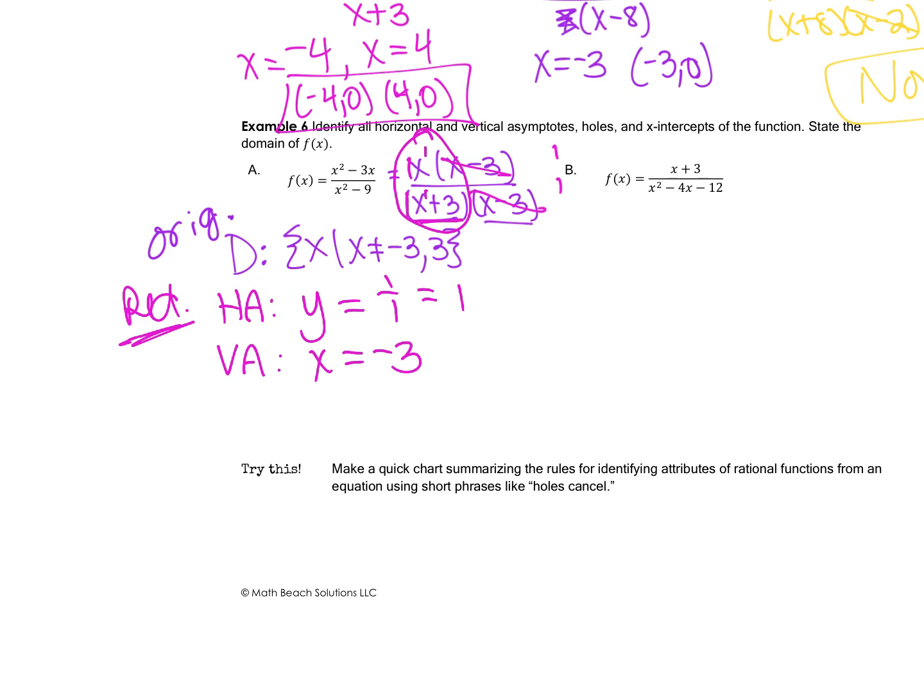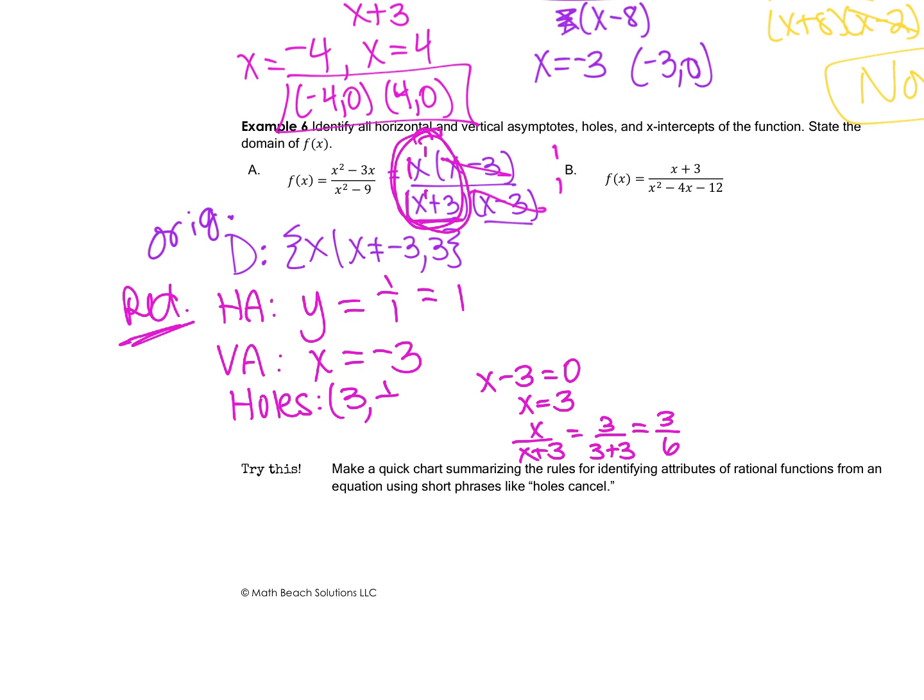And then let's look for a hole. Since something canceled, we do have a hole. Whatever canceled, which was x minus 3, we set it equal to 0, so our x value of the hole is 3. Once I found the x, I'm substituting it into my reduced form. So x over x plus 3 would be 3 over 3 plus 3, which would be 3 over 6. So my y value would be 1/2.